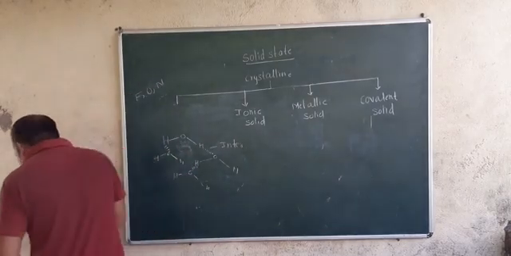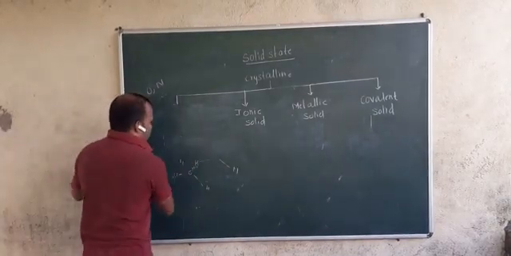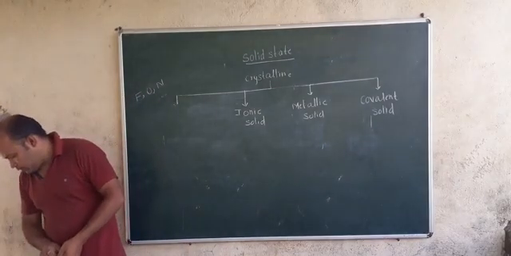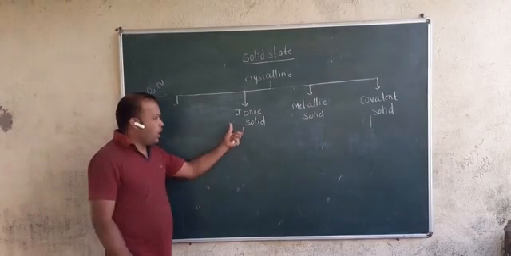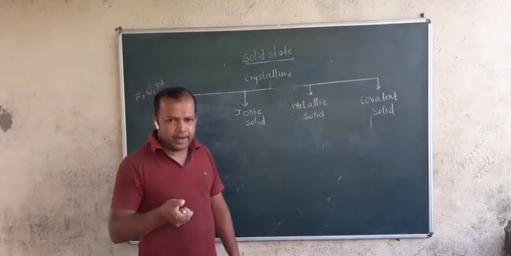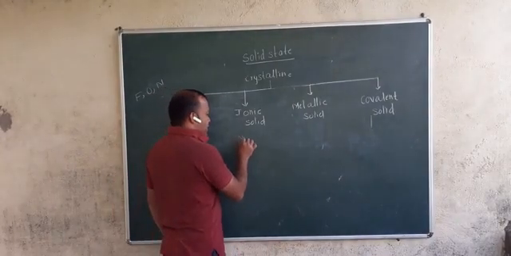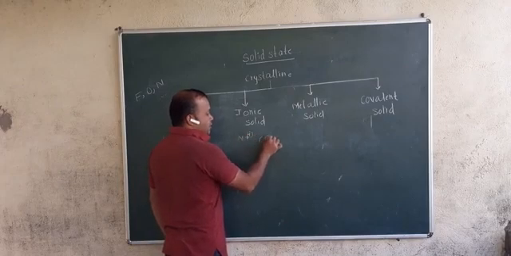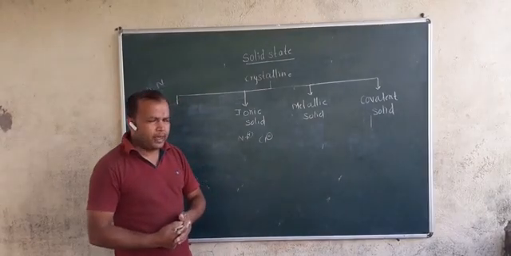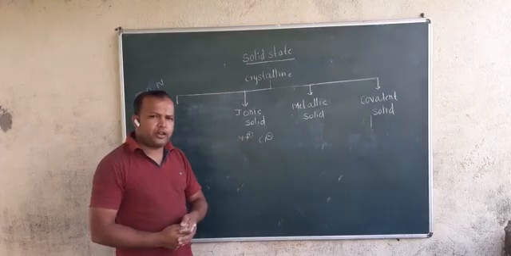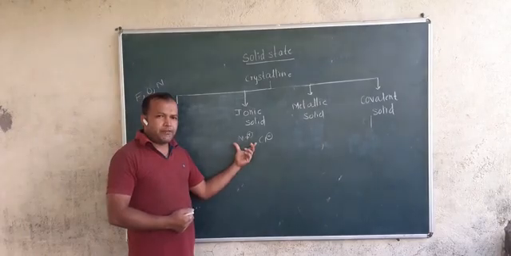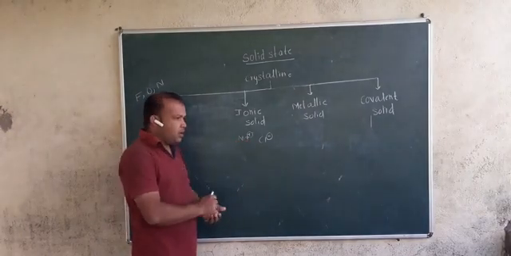Now moving on to the next one, that is ionic solids. In ionic solids, you know, two ions should be present, cation and anion. Suppose an example of NaCl, Na plus, Cl minus. So do you know what is the force of attraction in an ionic solid? Yes, it is the electrostatic force of attraction. It is the attraction which holds two ions together.